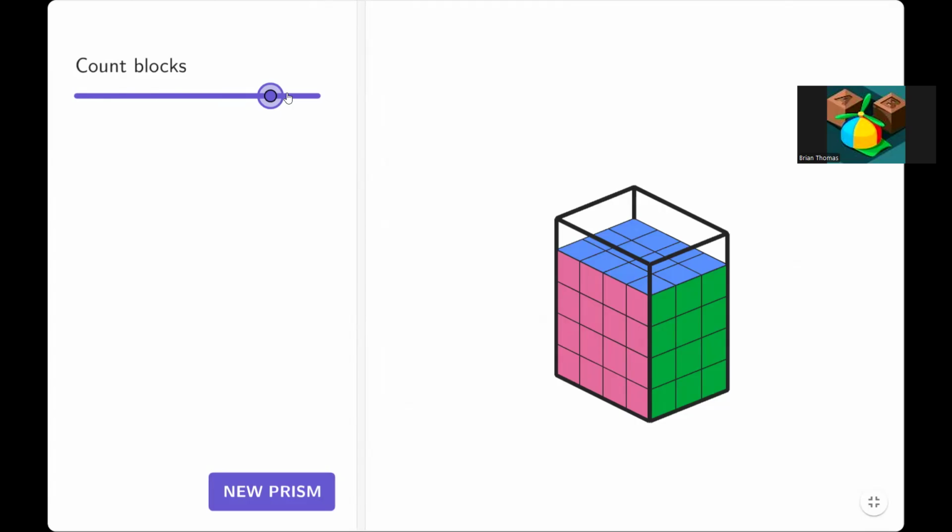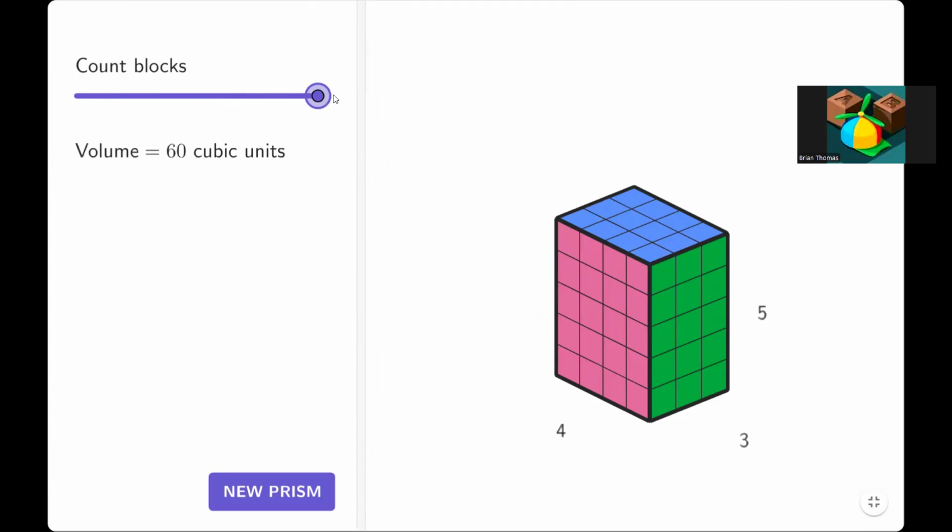So like 48. And then get that one more there. So notice how it's 60 cubics, if you will. Notice that our dimensions, we have this dimension here, 4 by 3 by 5.